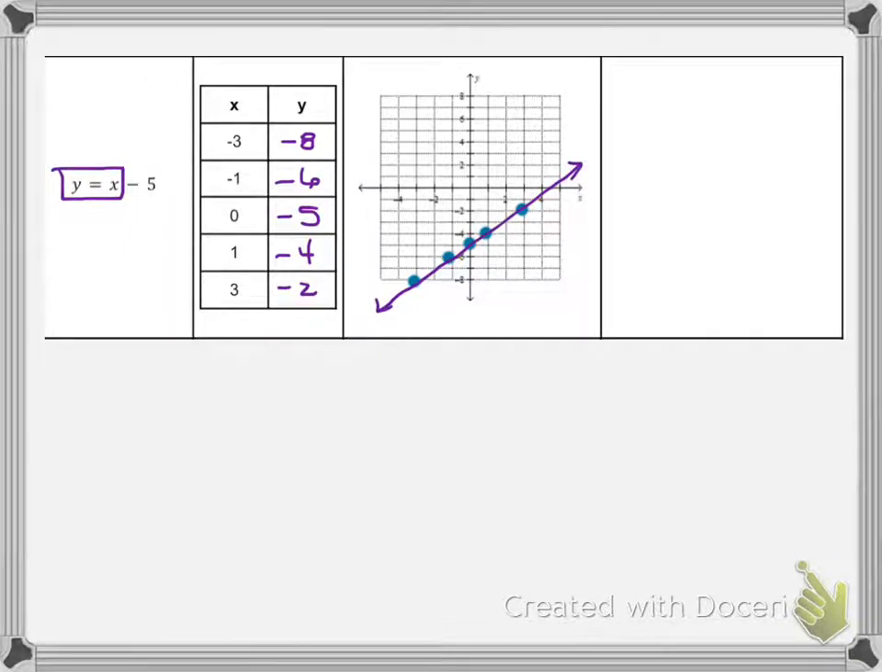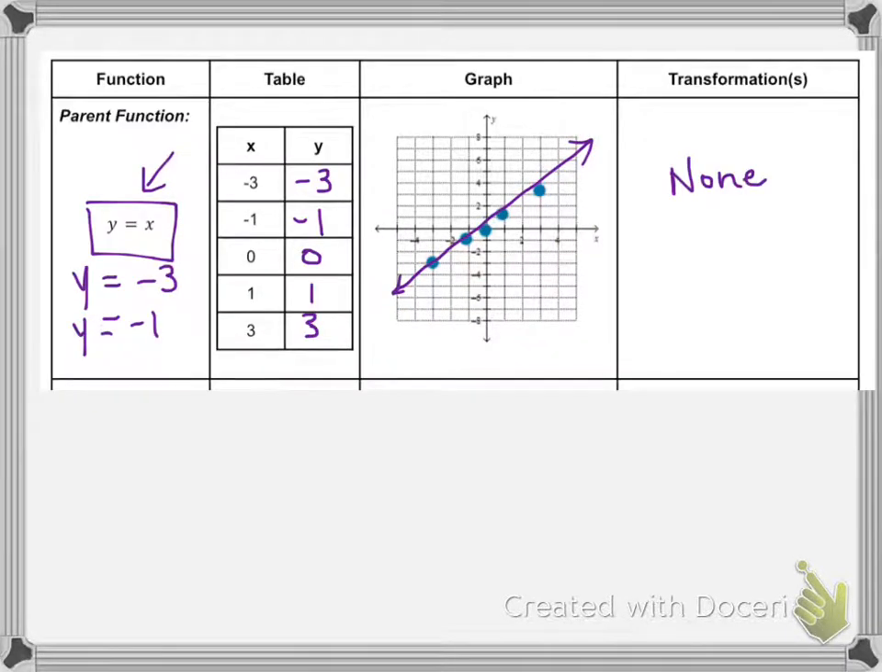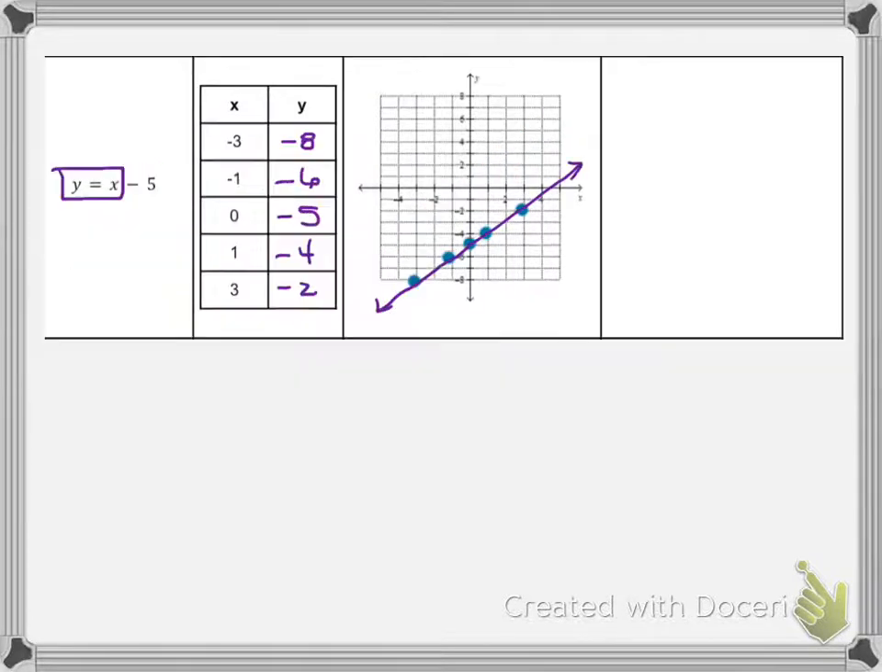All right, you're going to notice, if I go back, that is the same line that I just saw, but it's shifted down, okay? Notice my parent function crosses at 0, 0, right here. That's its y-intercept. And now I'm crossing at 0, -5. My y-intercept has shifted down 5.